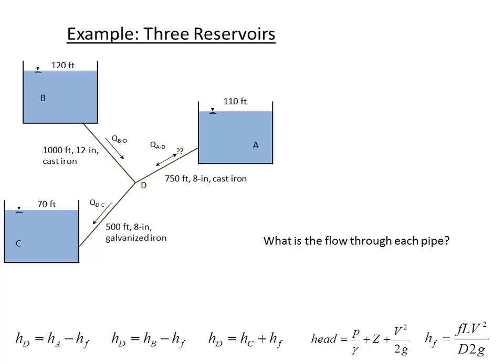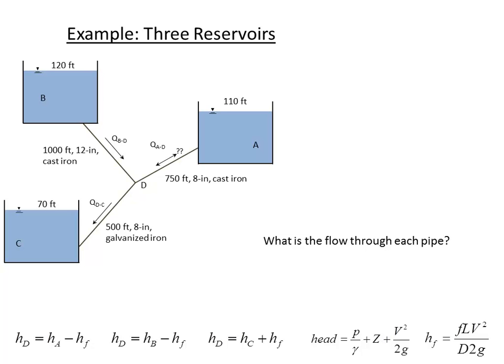We know that the highest reservoir has an elevation of 120 feet, the middle reservoir 110, and the lower reservoir 70 feet. We've got two pipes that are cast iron and one that's galvanized. So we're going to have to look up two different K sub S values, two different equivalent sand roughnesses. We've got the lengths and the diameters.